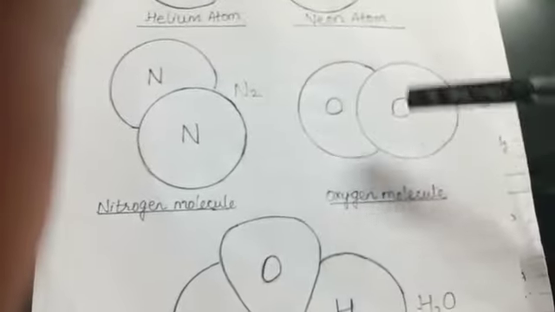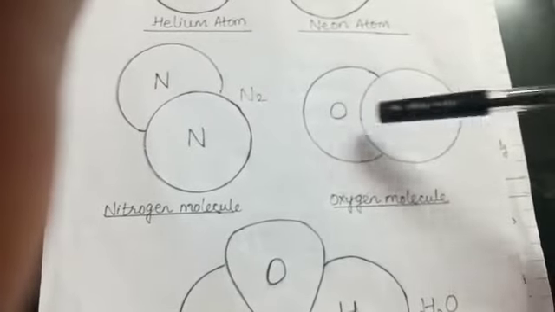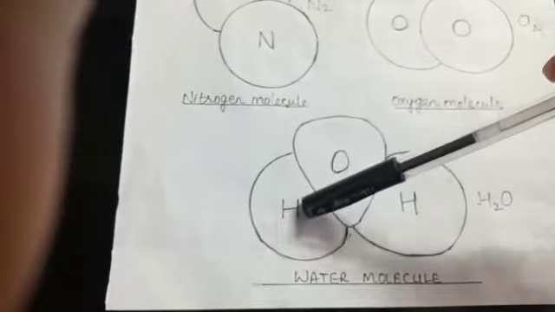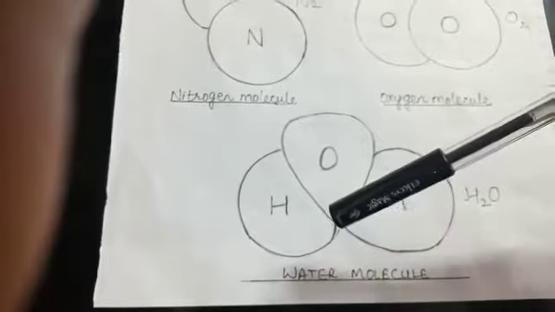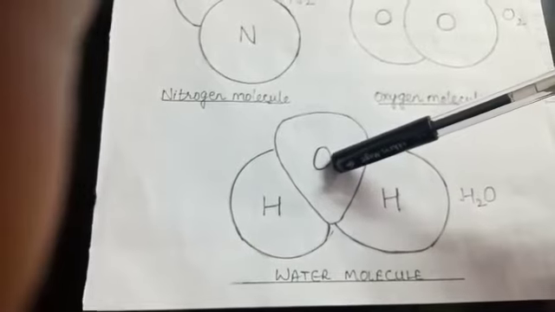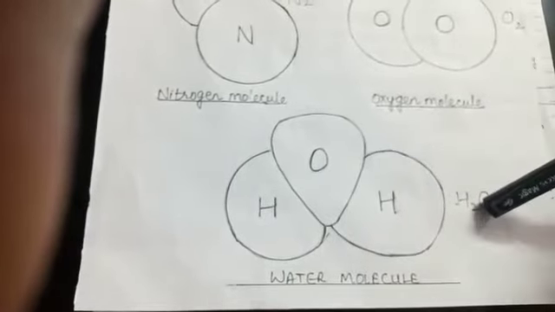Here you can see two nitrogen atoms have combined together to form a nitrogen molecule, that is N2. Two oxygen atoms have combined together to form one molecule of oxygen, that is O2. Now atoms can combine with similar types of atoms, like in these two cases as I have drawn over here, and they can combine with different types of atoms, and then also they form a molecule. Here you can see two hydrogen atoms combining with one oxygen atom to form one molecule of water.